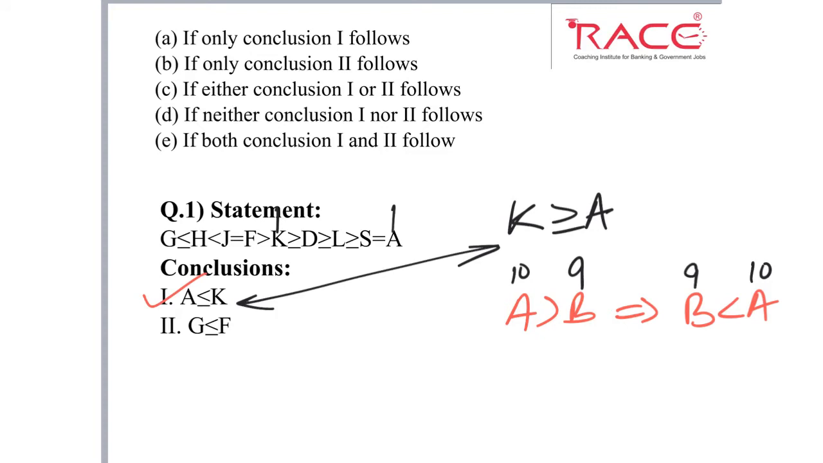Second, we will check g less than equal to f. So first of all, where is g? We can see here we have g, and where is f? Here we have f. So is there any opposite sign between g and f? No, all signs belong to the same family, the less than family. So according to the statement, what is the conclusion between g and f? G less than f. But here they are asking g less than equal to f, which is not the same. So the second conclusion does not follow. So what is our answer? Only one follows.